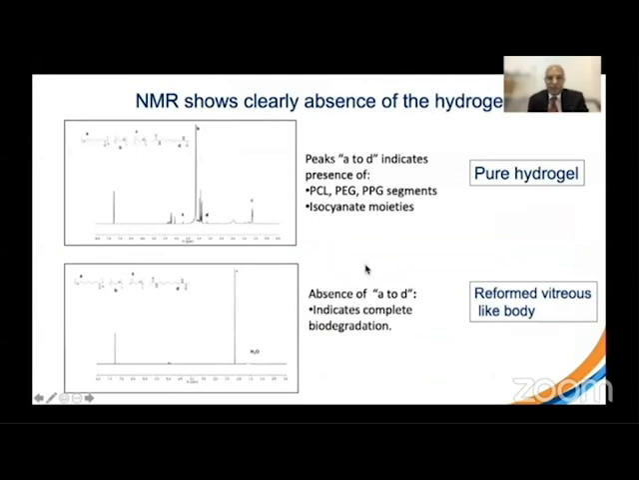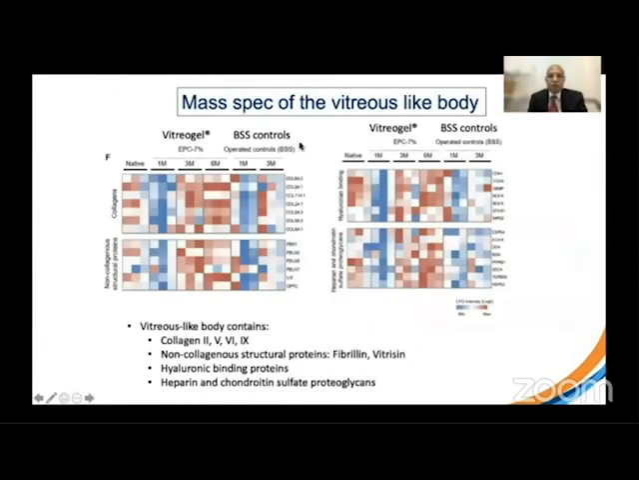So this material was then studied. The NMR studies of this material showed that there was definitely no residual hydrogel, which is the first thing we suspected. None of the segments of pure hydrogel, ethylene glycol, polylactone, etc., were found in this material. And mass spectroscopy of this material showed that the proteins are similar to the native vitreous gel in terms of the types of collagen, non-collagen structural protein, hyaluronic acid binding proteins, heparin, and chondroitin sulfate proteoglycans.